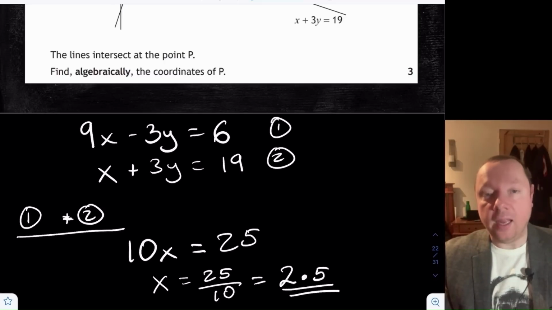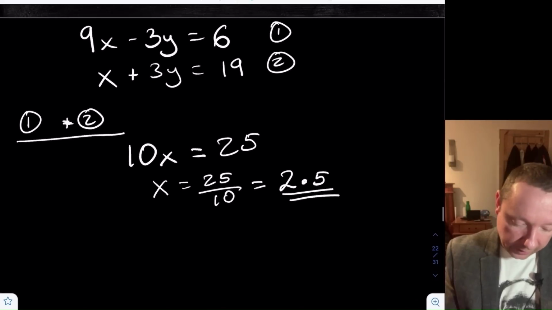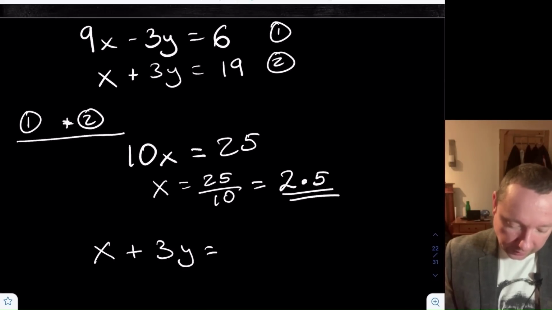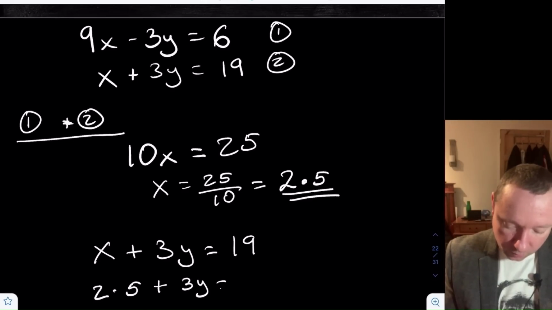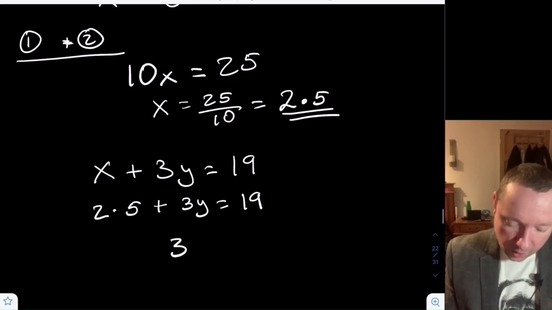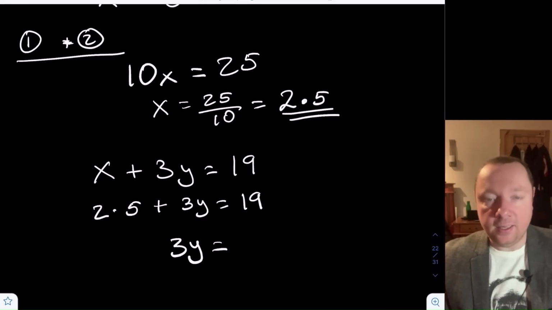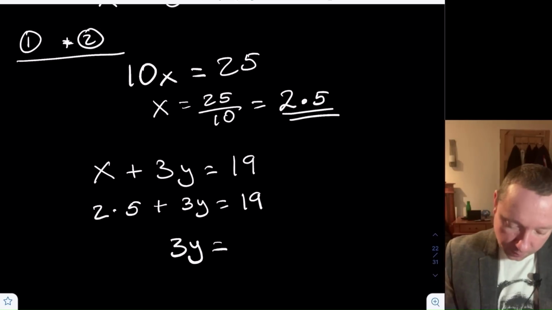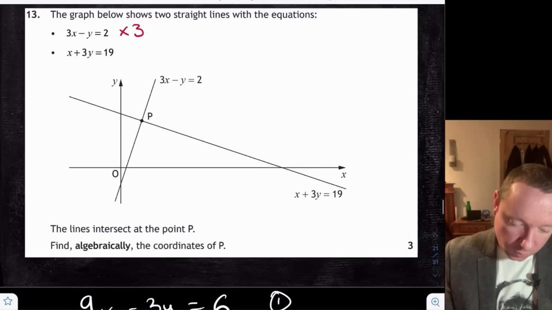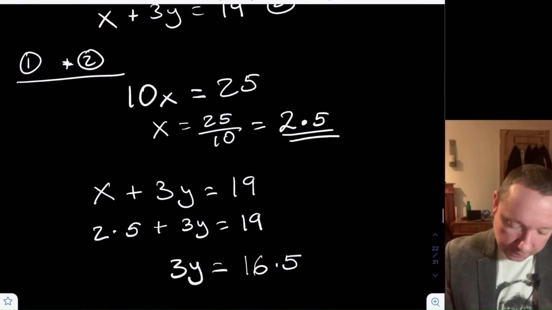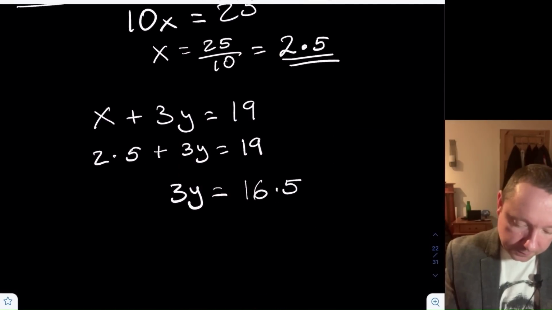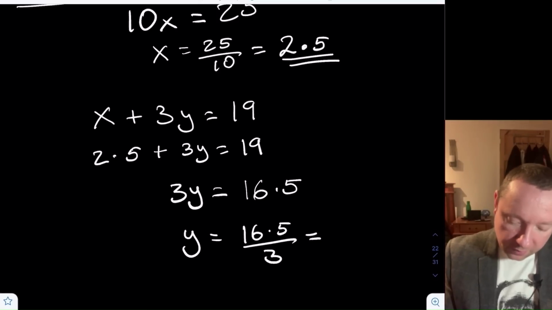Okay, and then we need to substitute in to get our y. So just pick a simple equation. I'm just going to pick x plus 3y equals 19, because there's only one x there. So I've got 2.5 plus 3y equals 19. So 3y equals 19 minus 2 is 17, minus 0.5 is 16.5. And just checking, this was a paper 1 question, yep. So I need to divide through by 3. 3 5s are 15, leaving 1. 3 5s are 15 again, 5.5.